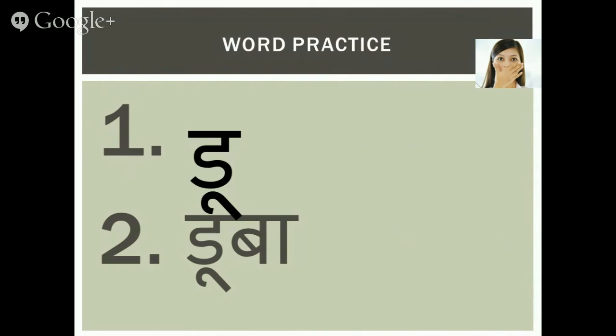First syllable, do. Remember, your hand should be in front of your mouth. You should feel no air. Do. Second syllable. Ba. Do ba. Do ba.